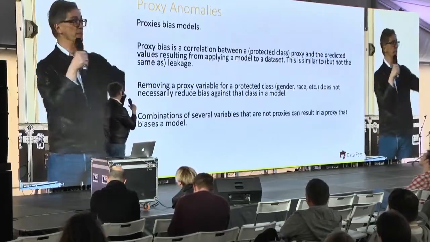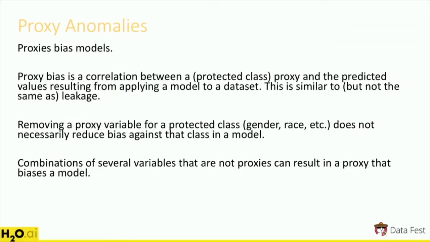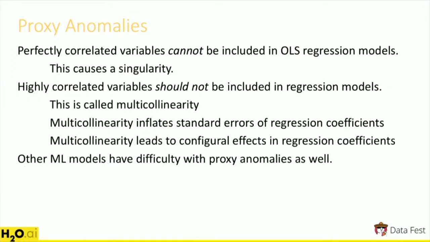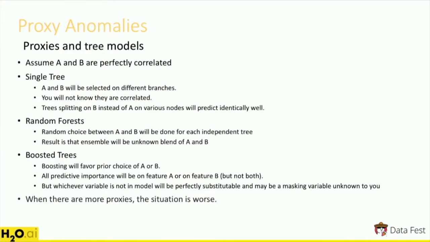And basically they bias models. When we end up having two or more highly correlated predictors in a model, even for trees, these can cause you problems. Certainly perfectly correlated variables can't even be modeled in regression models unless you use methods like the lasso or stepwise regression. This is a classic, well-known phenomenon called multicollinearity. But other methods have difficulties.